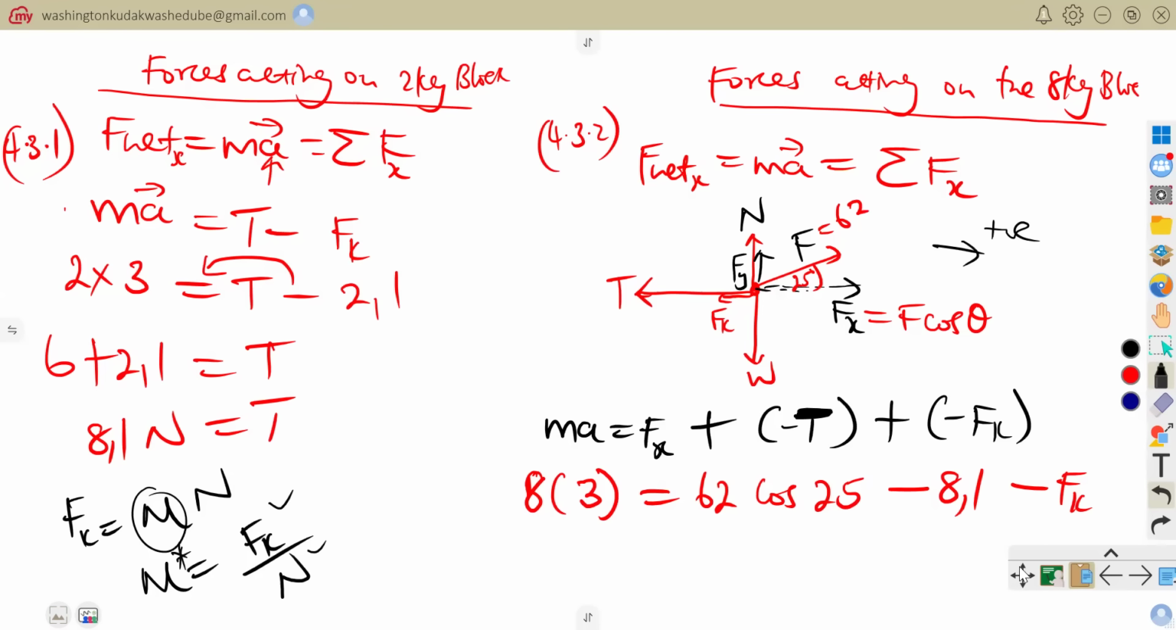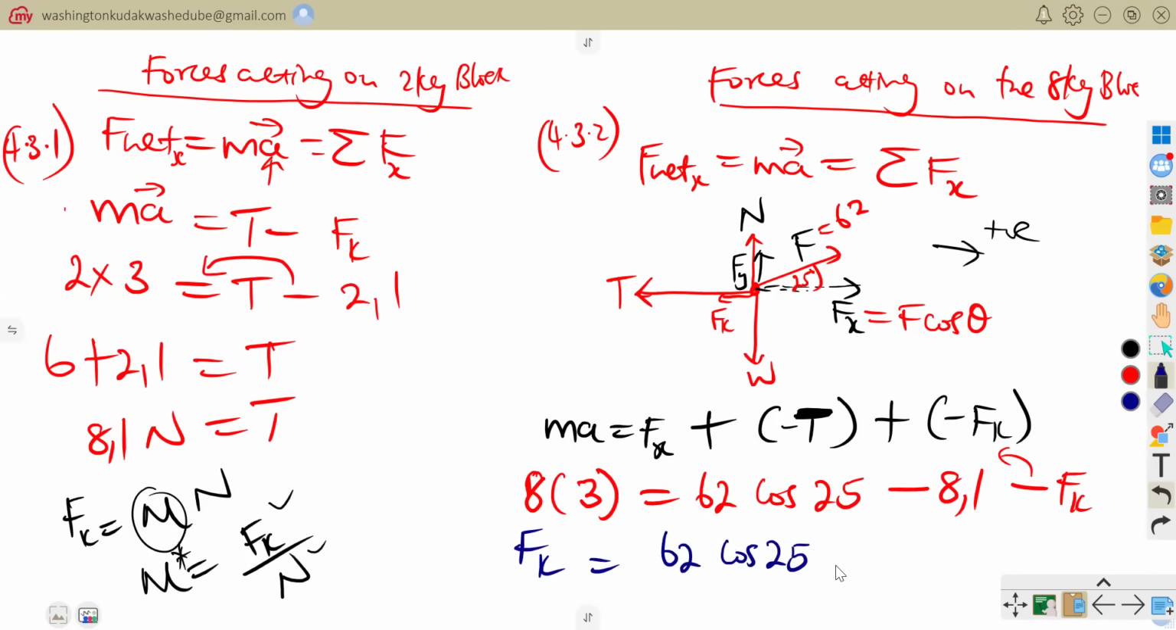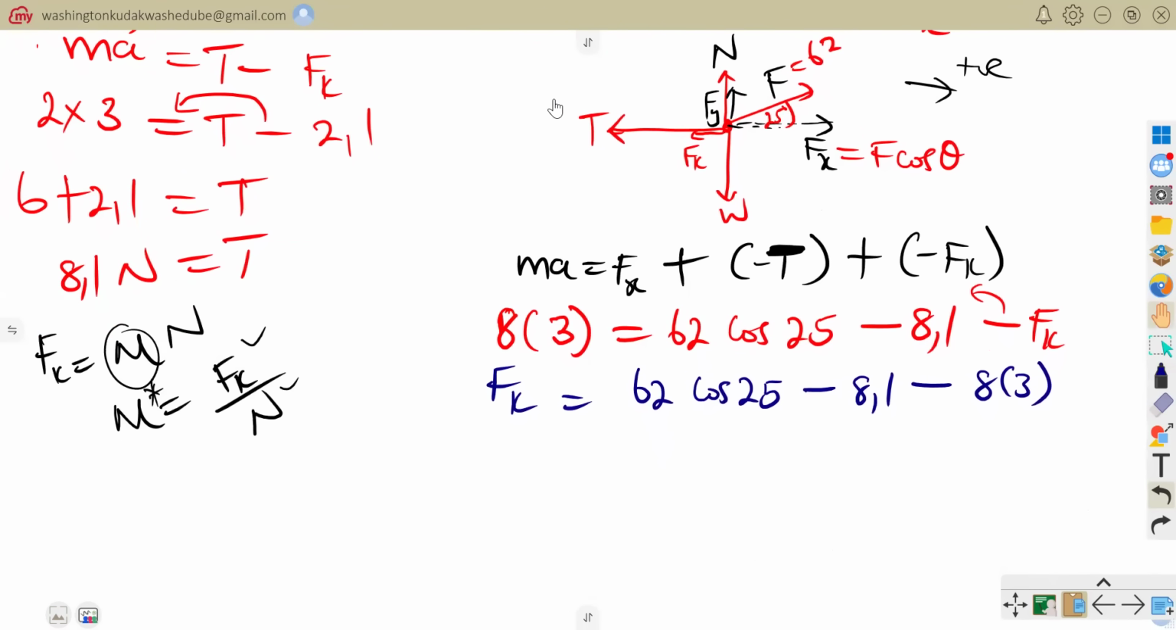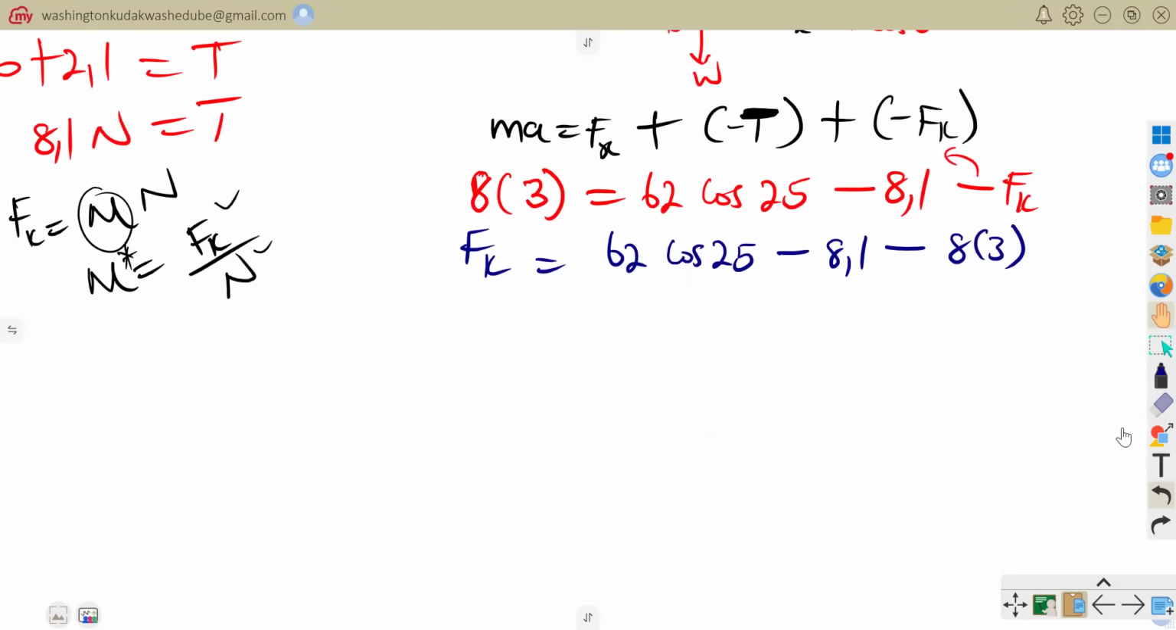So let's finish up this one. And then here I would be having what? 24. So I will simply say 24. So maybe what I'm supposed to do is I'm supposed to transpose this to the other side and bring that on that side. So that I would have my Fk being equal to 62 cos 25 minus 8.1 minus 8 times 3, like that. So that I would be able to have the value of my frictional force there.